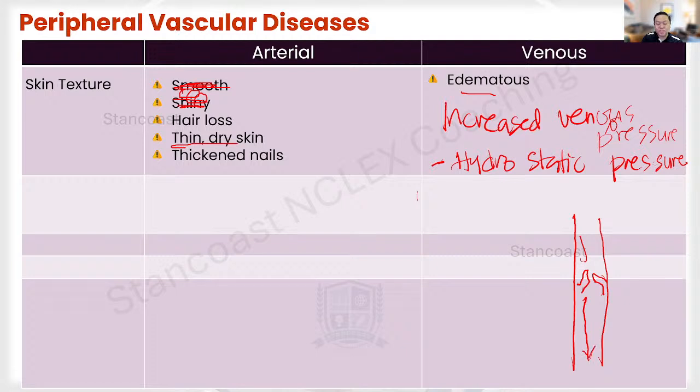And that's the reason why there is now pooling of the blood in the ankle area or the feet area. And that's, again, because of the increased venous pressure and also the capillary pressure that is also peaking. Now, another reason for the edematous venous type of peripheral vascular disease is the fluid leakage. And again, this is related to the increasing hydrostatic pressure.